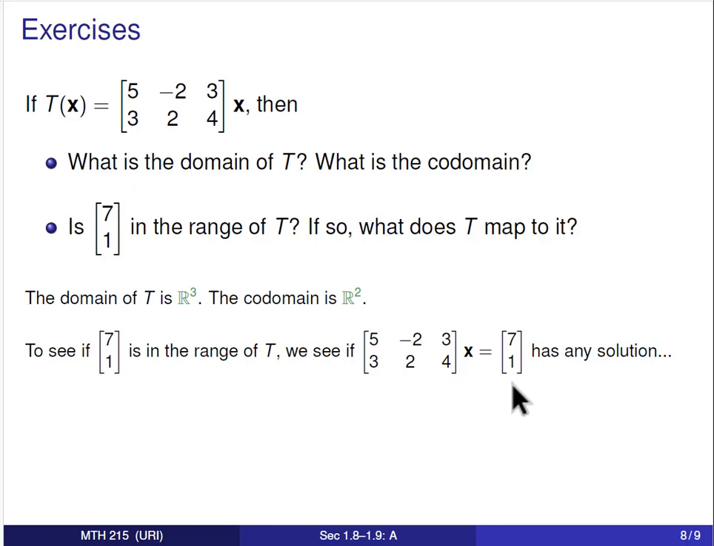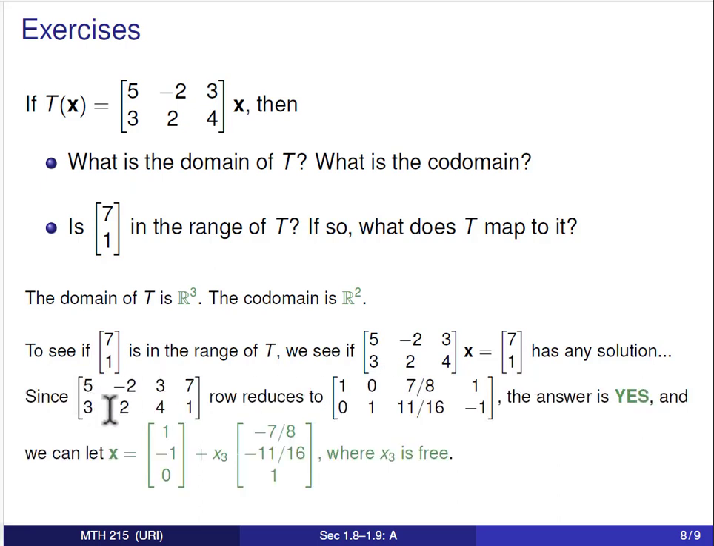Now to find the solution to that, well, we've solved problems like this before. The simplest way to do it is maybe to form an augmented matrix using the coefficient matrix and (7, 1) on the right-hand side. So if we form the augmented matrix there and try to solve for x, we could row reduce it. If you do, the reduced echelon form looks like this. And as you take a look at this, this tells us that x1 is minus 7/8 x3 plus 1, and x2 is equal to minus 11/16 x3 minus 1.